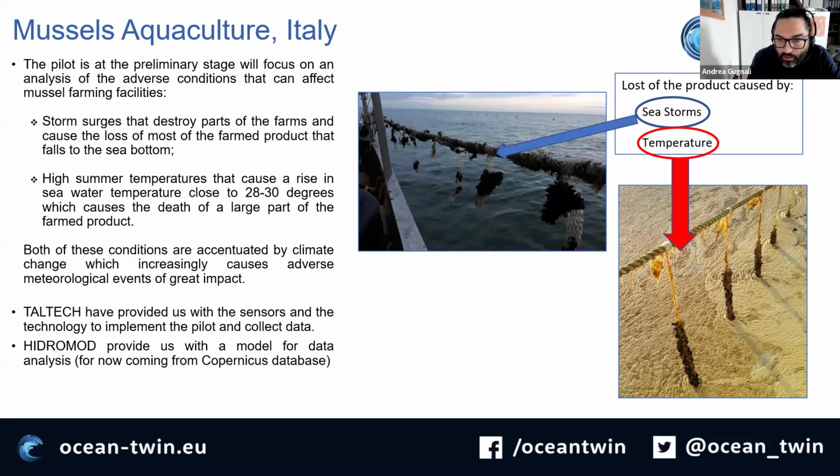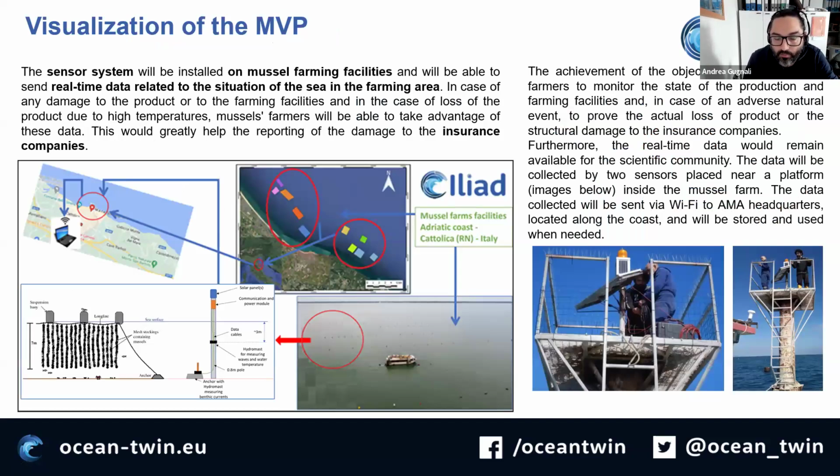So when the farmer has to ask the insurance company for money, they have to have data on these factors, and for this reason it is very important to have this kind of sensor in some areas near the mussel farming site.